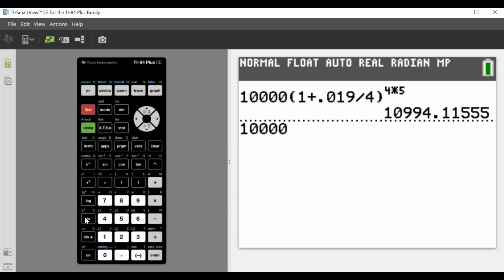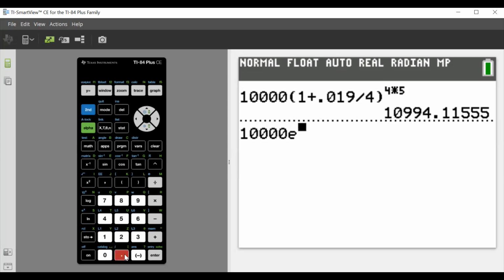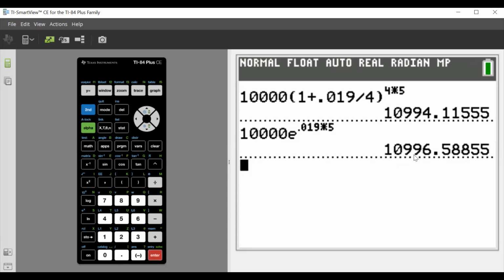Now our second problem will have 10,000, and now we're doing E. So E is going to be this button here, and it's RT, so the rate is 0.019, and it's over 5 years. And so we get $10,996.59. Now notice this one was compounded quarterly, this one was compounded continuously. We made a little over $2.47 or something like that on the second one extra.